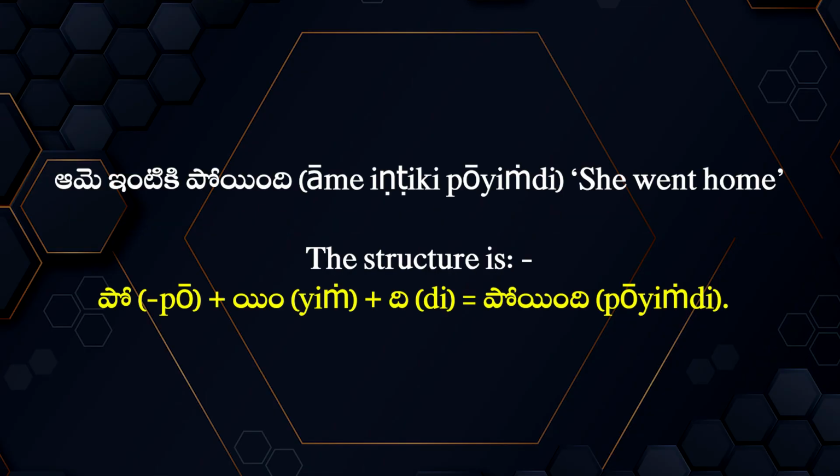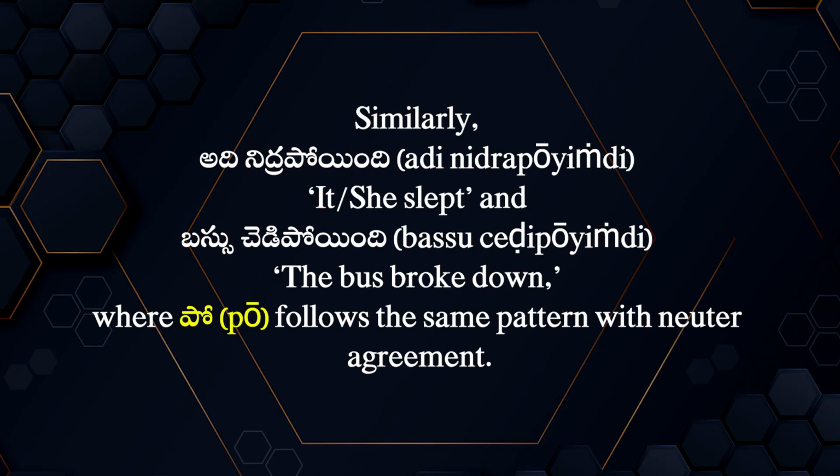For example, ఆమె ఇంటికి పోయింది. It means she went home. The structure is po plus im plus di, పోయింది. Similarly, అది నిద్రపోయింది. It or she slept. And బస్సు చెడిపోయింది. The bus broke down. Where po follows the same pattern with neuter agreement.